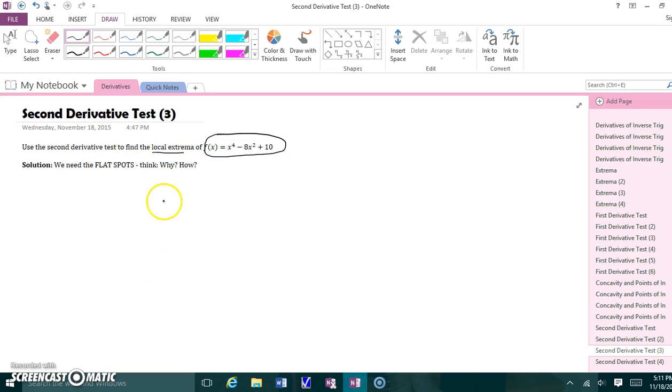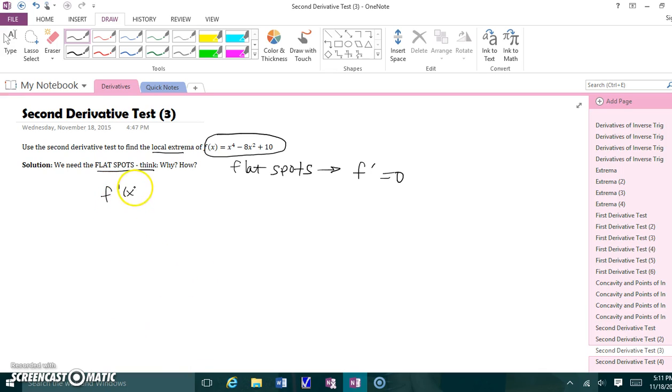So first of all, we need to find the flat spots. There's a lot of things you know how to do now, and it's very easy to confuse the things. What am I going to do? Why am I going to do it? How am I going to do it? Again, we need flat spots, and flat spots only occur when the first derivative equals 0. Again, if you reason out what you're doing, it's easier to remember everything.